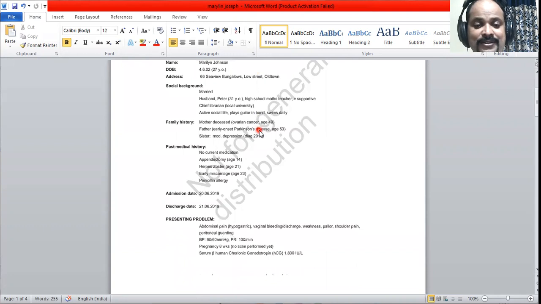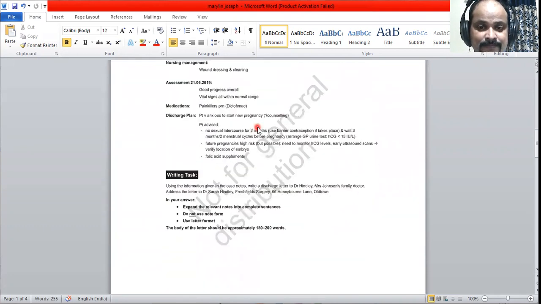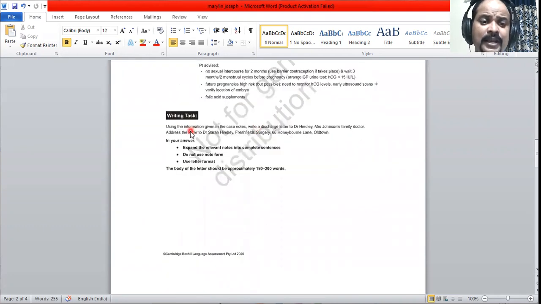Now let's see the writing task. Using the information given in the case notes, write a discharge letter to Dr. Hindley, Mrs. Johnson's family doctor. So Dr. Hindley is Mrs. Johnson's family doctor.